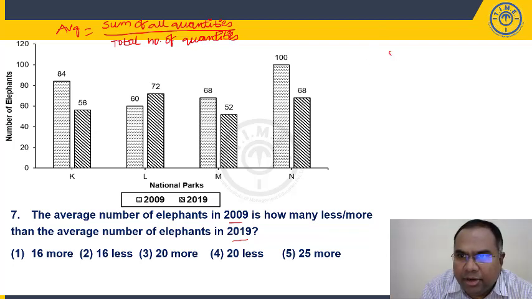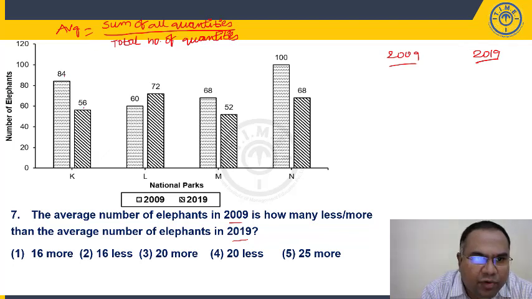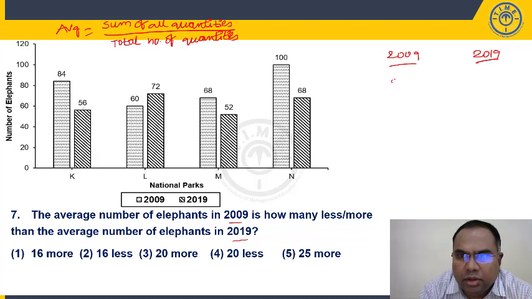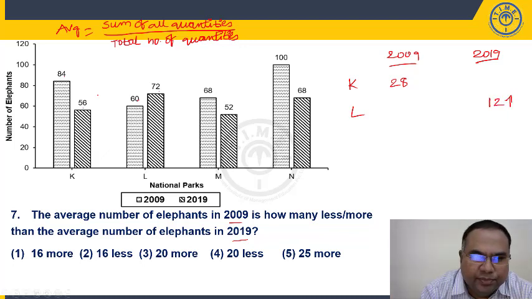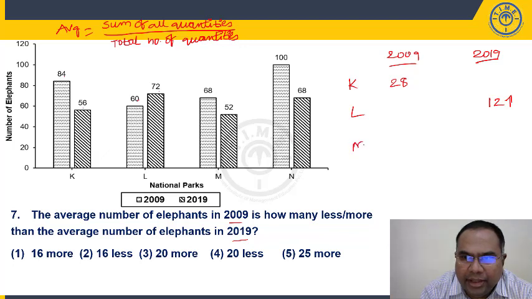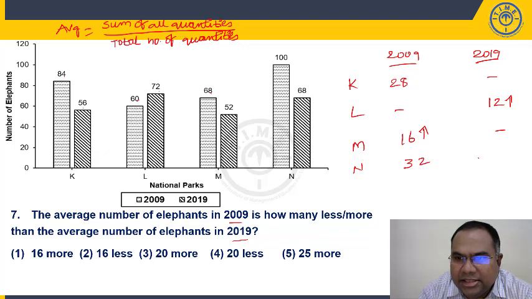But see here, what I am trying to tell is, 2009, 2019, I'll compare the number of elephants. 84, 56. Which is more? 2009 is more. How much more? 28 more. Right? 28 more. Then 60, 72. This time what happened for L? For L, 2019 is 12 more. Right? Then if you take M, what is happening here? 68, 52. M is 16 more in 2009. If you look at N, 168, N is 32 more.